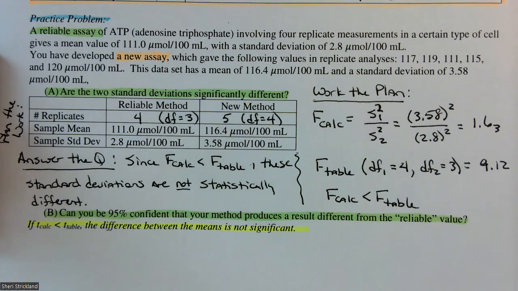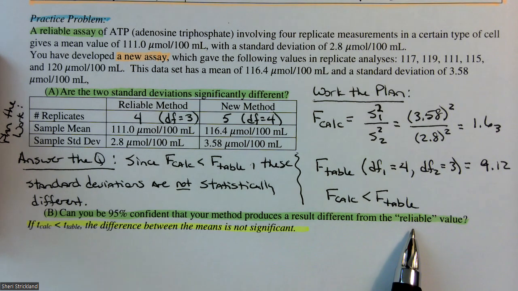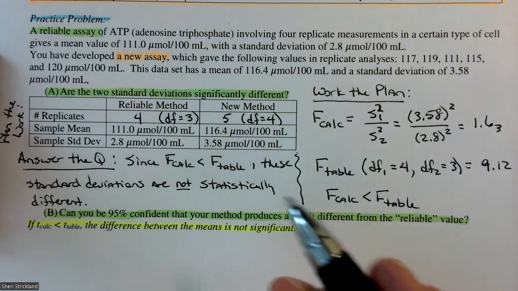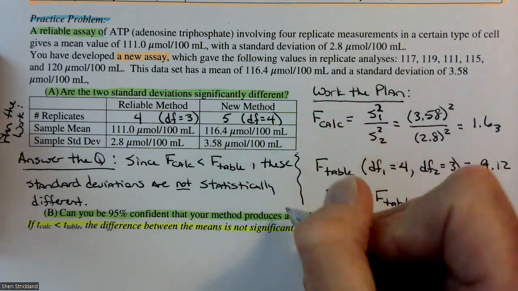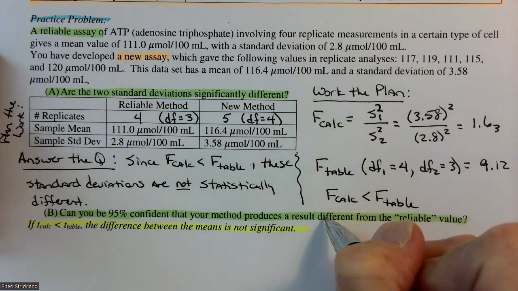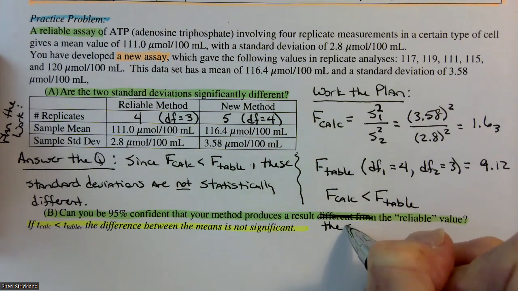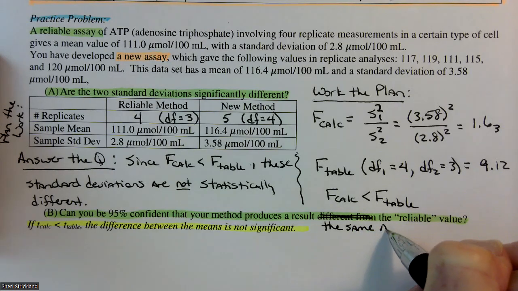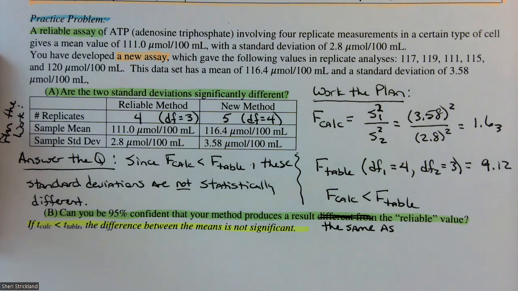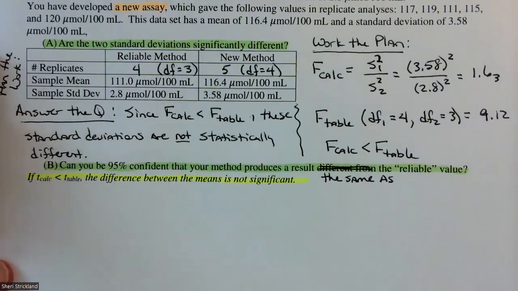All right, can you be 95% confident that your method produces a result different from the reliable value? I want to change these words around. Can you be 95% confident that your method produces a result that's the same as? Because we want to know, is the new method as good as the reliable older method? All right, so what we've got to do is set up a pooled standard deviation and calculate a t-value.